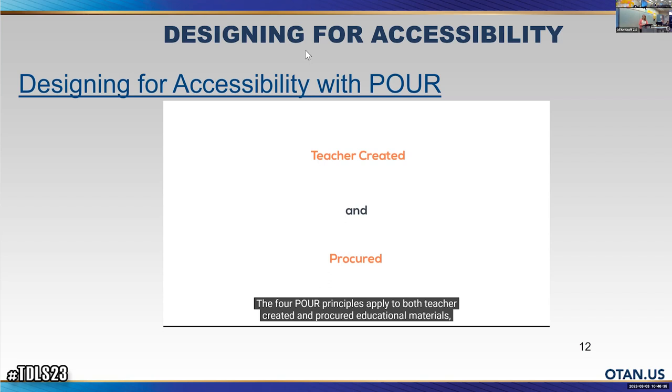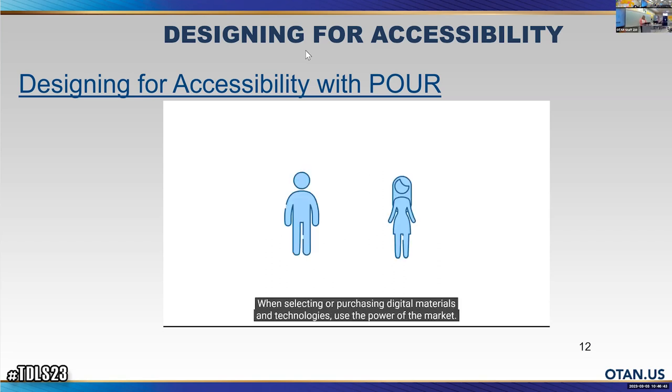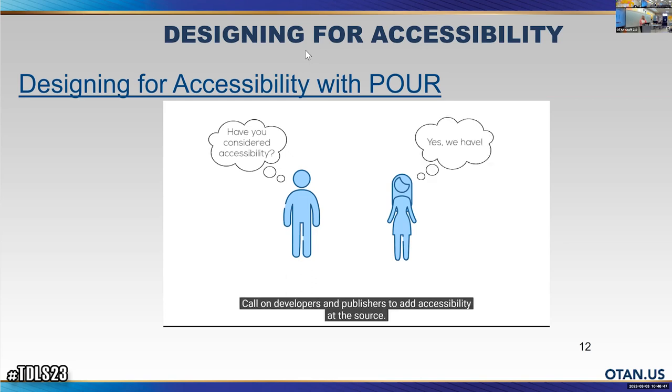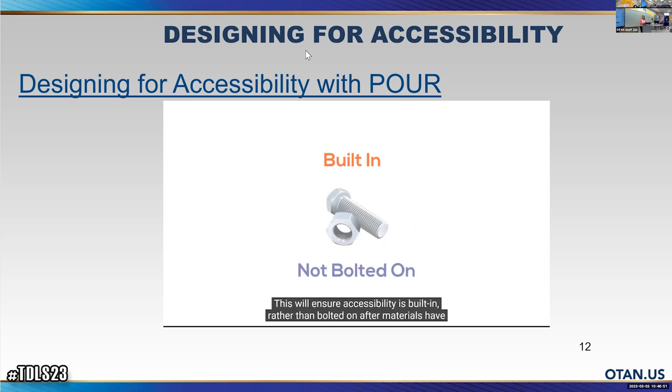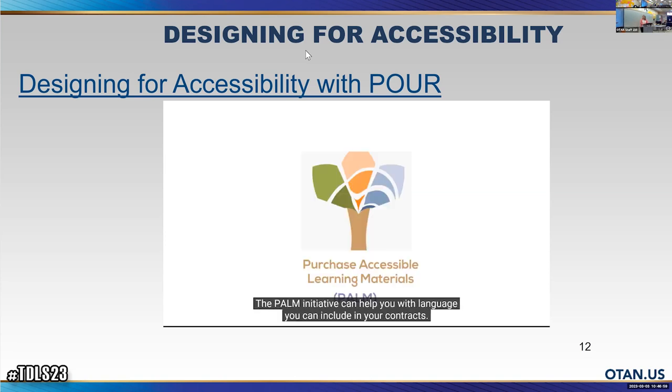The four POUR principles apply to both teacher-created and procured educational materials, whether they are commercially acquired or open educational resources. When selecting or purchasing digital materials and technologies, use the power of the market. Call on developers and publishers to add accessibility at the source. This will ensure accessibility is built in rather than bolted on after materials have shipped, and the process of retrofitting becomes more costly and difficult.